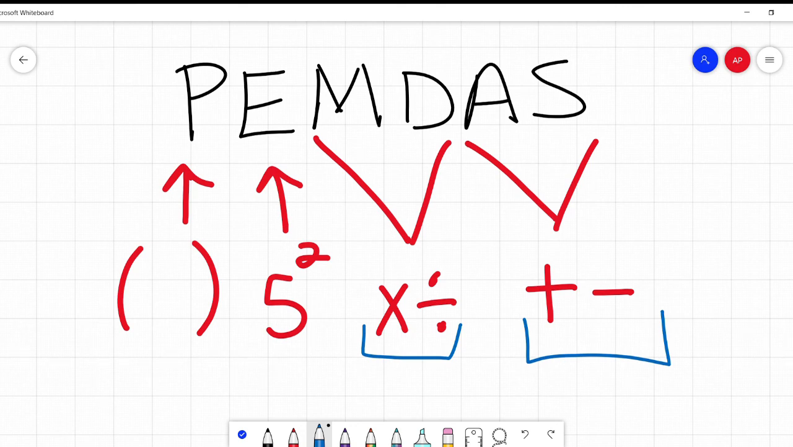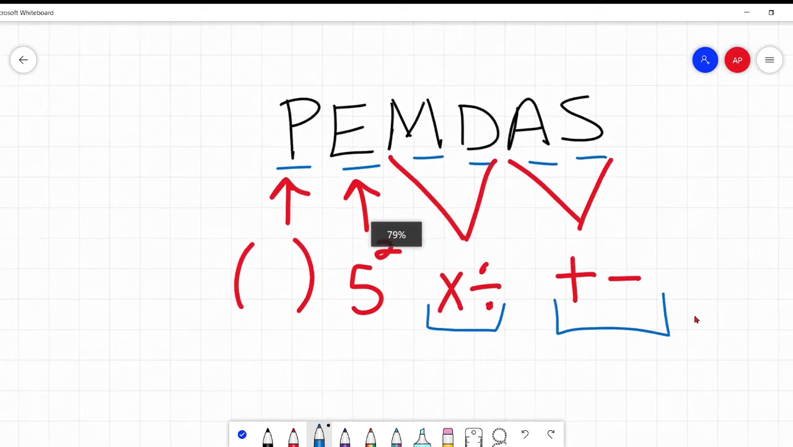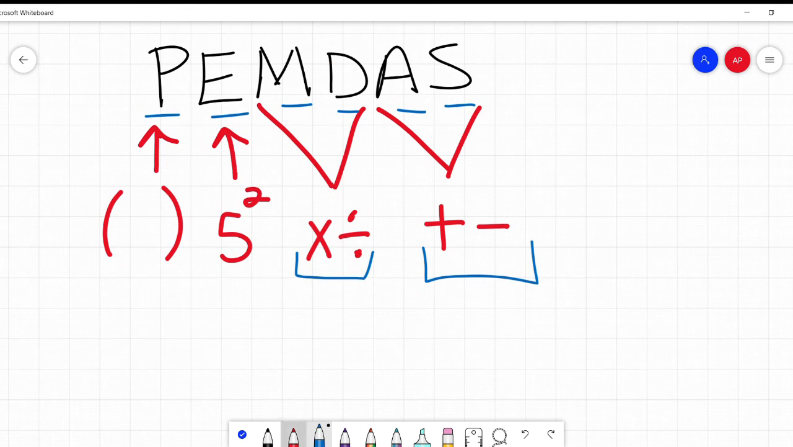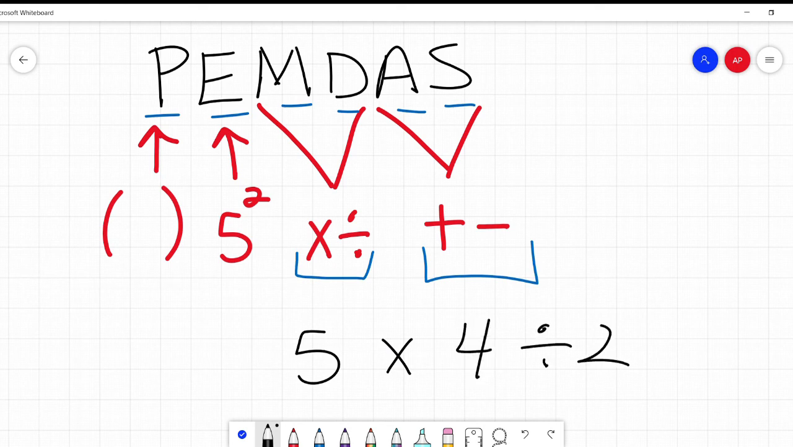The reason I want to stress that those go together sometimes, because it is in this sort of PEMDAS, some students think, understandably so, that multiplication has to be done before division. No, just go left to right for both of those if they're together. And to show you a real world example of that, if I have 5 times 4 divided by 2, we're just going to go left to right. 5 times 4 is 20. 20 divided by 2 is 10.